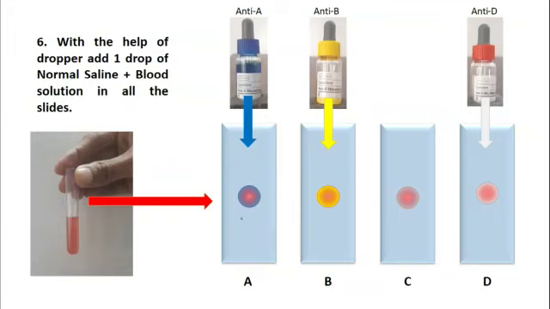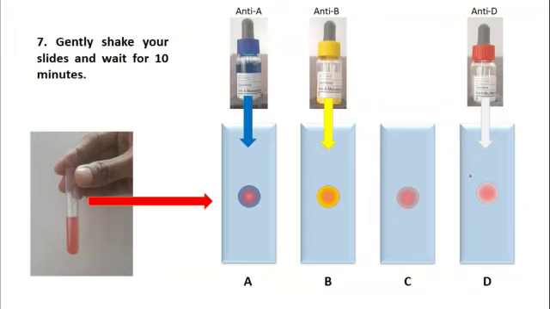Please remember that in slide A, there is anti-sera A solution plus 1 drop of this solution. In slide B, there is anti-sera B solution plus 1 drop of this solution. And in slide D, there is 1 drop of anti-sera anti-D plus 1 drop of this solution. Now gently shake your slides and wait for 10 minutes. You have to shake the slide gently so that the blood plus normal saline solution gets evenly mixed with the anti-sera solution.